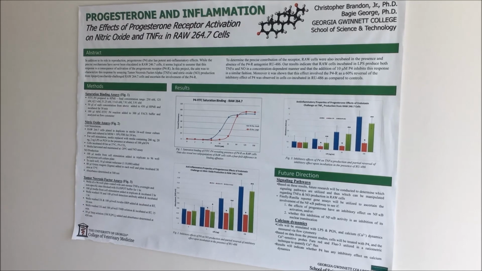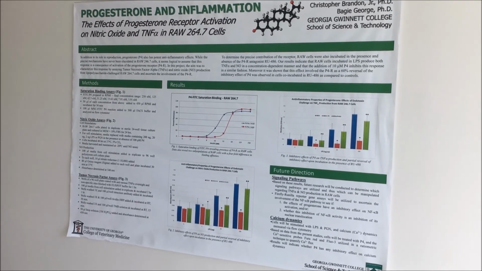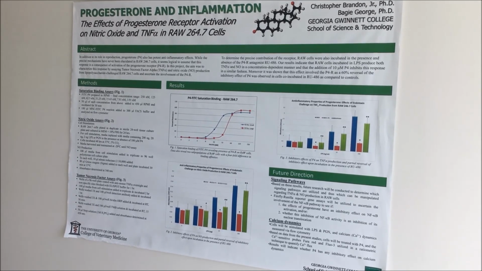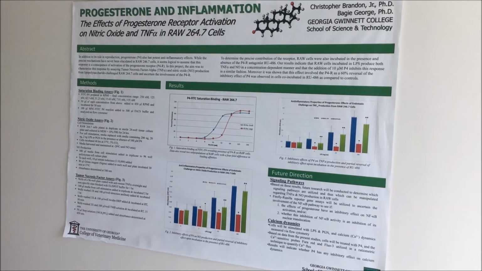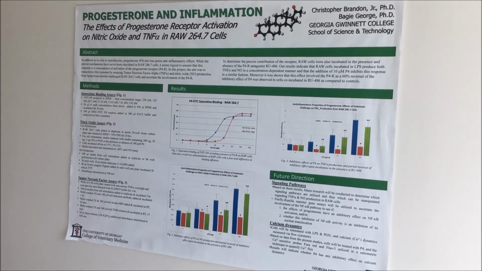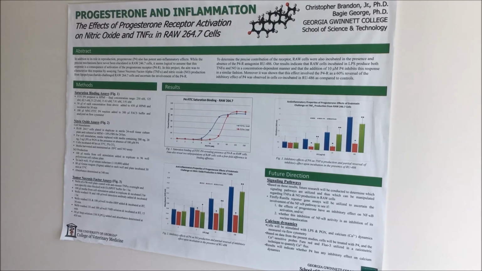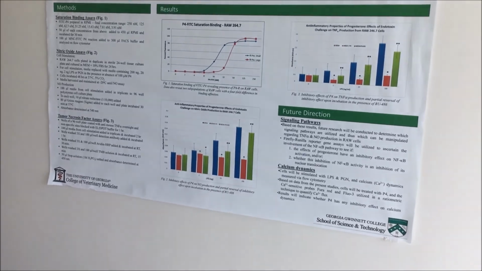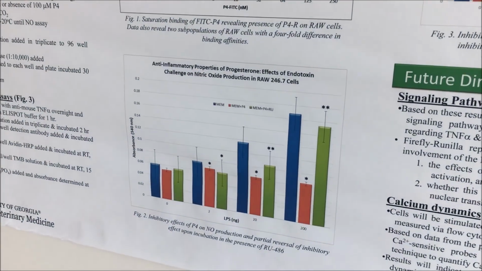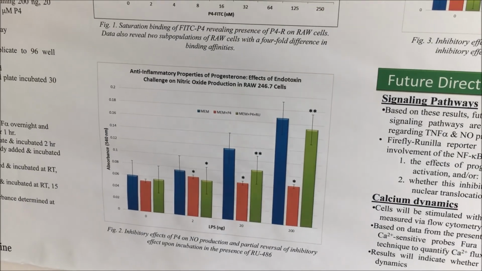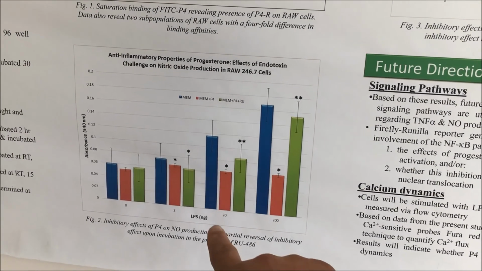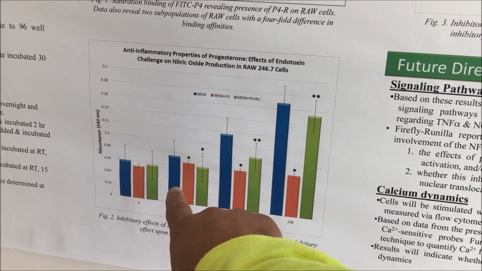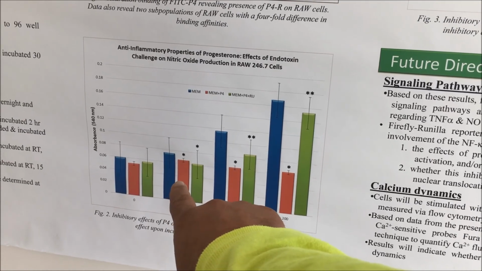Now, before we go down to the lab, I wanted to tell you a little bit about my research, and this poster, which is right outside my office, kind of explains what I've been doing. I have been looking at the anti-inflammatory effects of progesterone, and this was a poster I presented at a conference not too long ago. To summarize, what I'm showing you here is I took a specific kind of cell and I challenged them with endotoxin, which is what makes you sick when you eat raw hamburger meat.